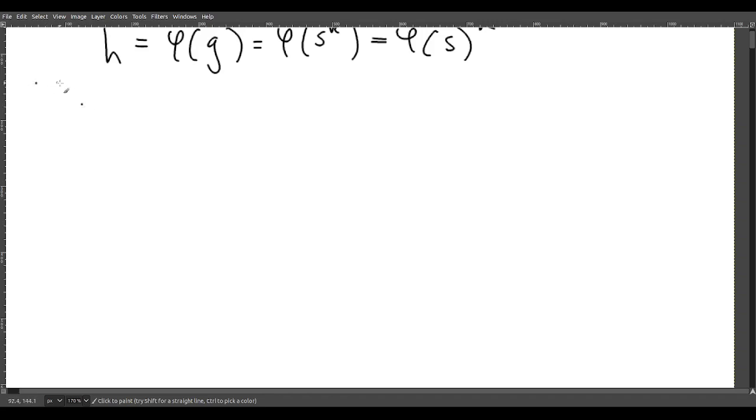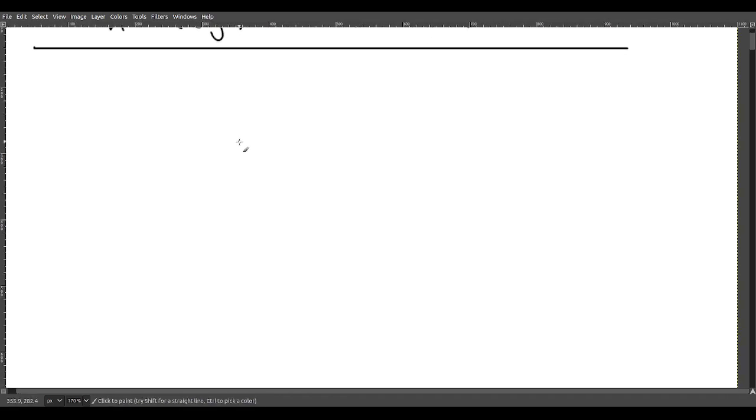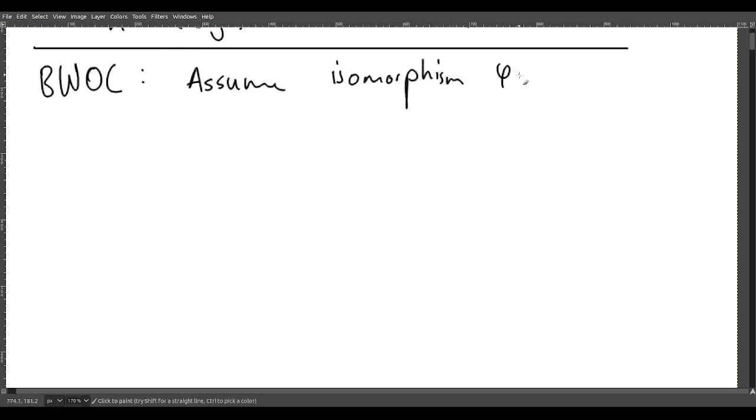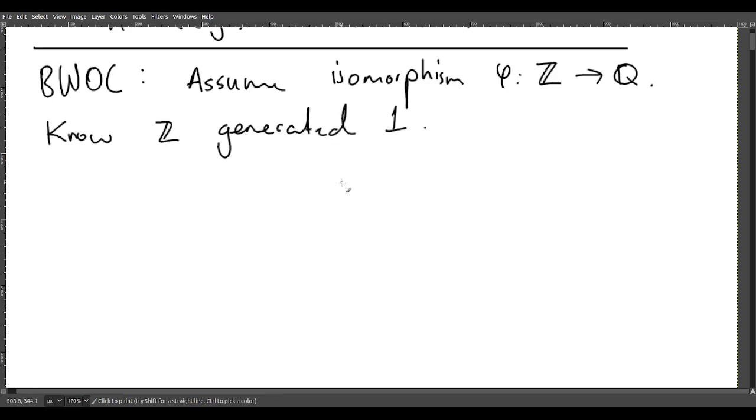Alright, so here's how we're going to prove the whole integers and rationals are different. By way of contradiction, let's assume there is an isomorphism phi from the integers to the rationals. So we know the integers are generated by the number 1. Okay, so you can get to any other integer by just adding 1 a bunch of times.